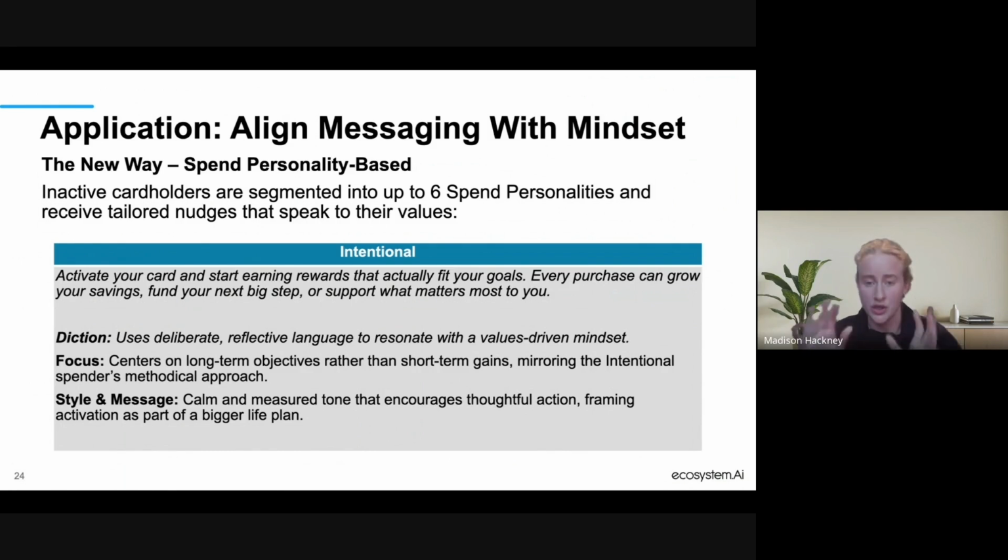And what's important to note about this message is that it is a calm message tone that encourages thoughtful action and framing. Intentional spenders like to be informed and they like to make the decision on their own. The CTA is never something impulsive like activate now, grow today, do something in this moment. They want to make that decision in their own time.